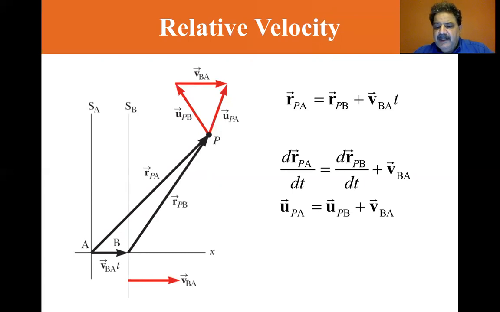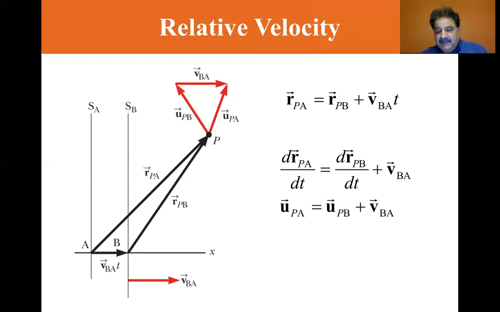Differentiate with respect to time with VBA being constant. So UPA is the velocity of the particle P measured by observer A, and UPB is the velocity measured by B. Now let's use the symbol U for particle velocity rather than V. V is used for the relative velocity of the two reference frames.